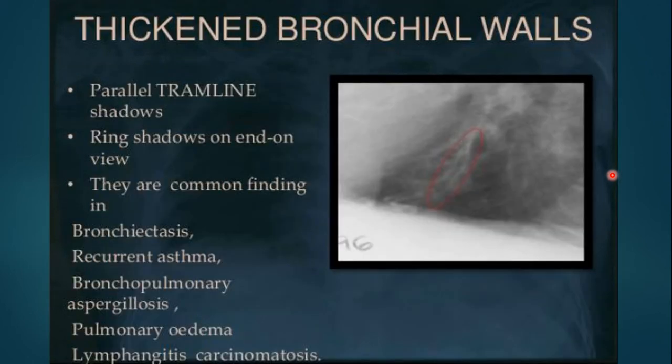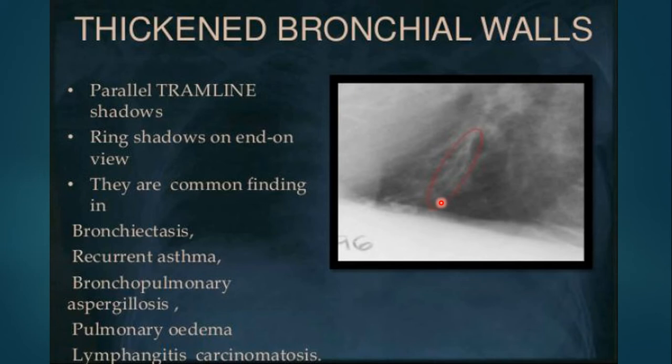Let's talk a little bit about bronchial cuffing, or what we call thickened bronchial walls. Bronchial cuffing basically means that the bronchial walls are thick. They appear as tram-like parallel lines. Line here and line here. They appear as tram track-like lines, just two lines parallel to each other. Okay? If you see them in a parallel way.